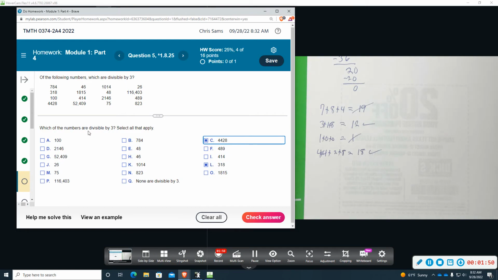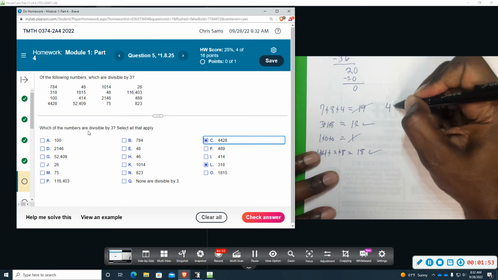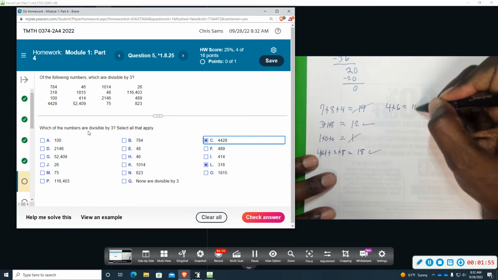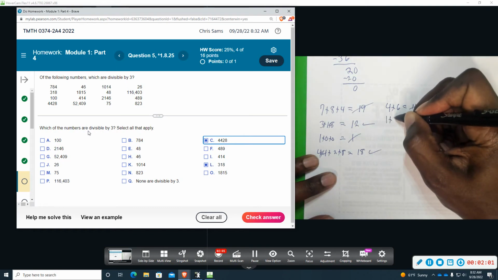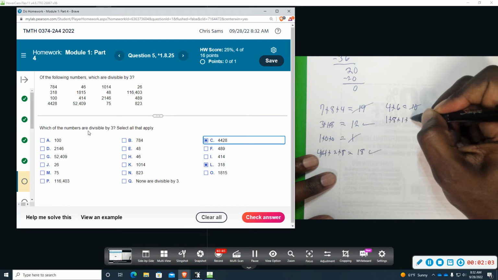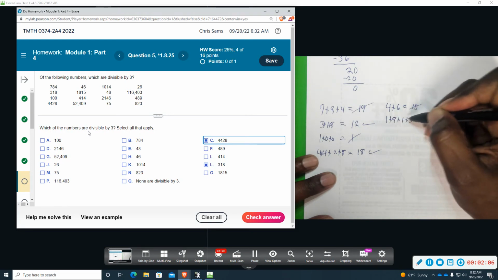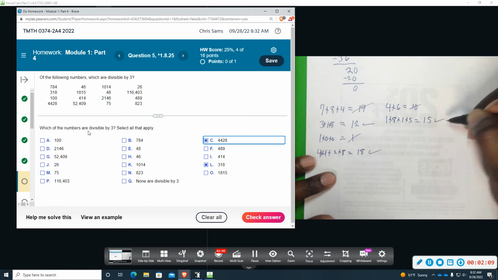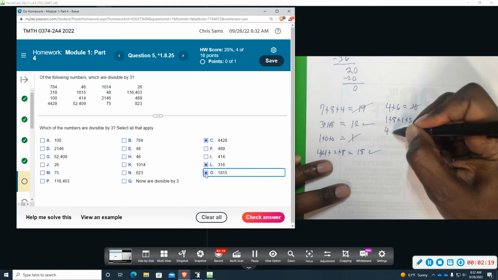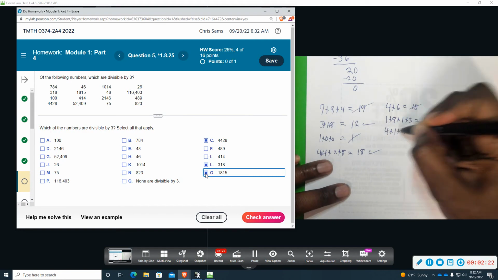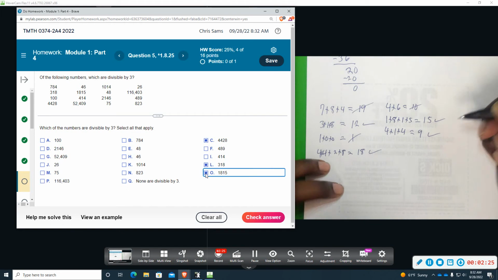All right, so I've done the first column. Now I'm going to continue going. 4 plus 6 is 10. That's not divisible by 3. 18, 15. 1 plus 8 plus 1 plus 5. 9, 10, 15. 15 is divisible by 3, so 18, 15 is as well. And then 414. So 4, 1, 4. That gives us 9. 9 is divisible by 3. So it looks like this whole last column maybe.